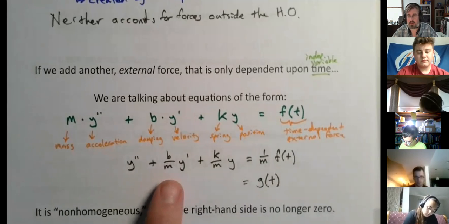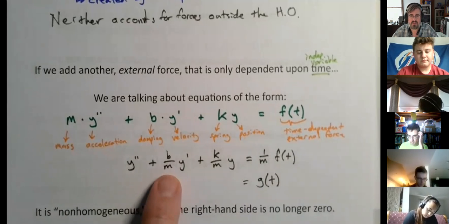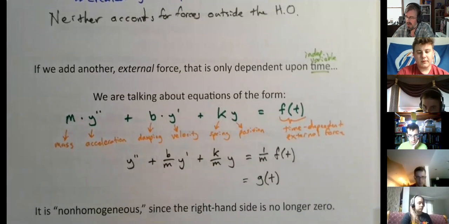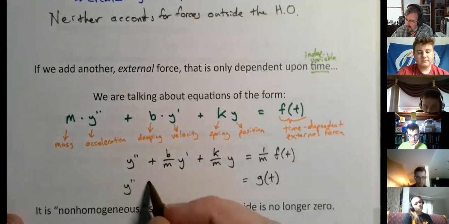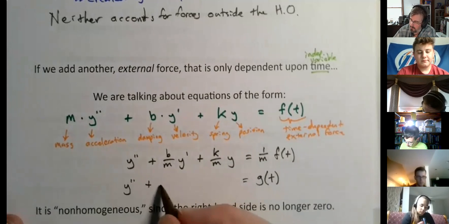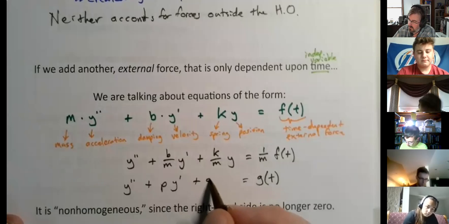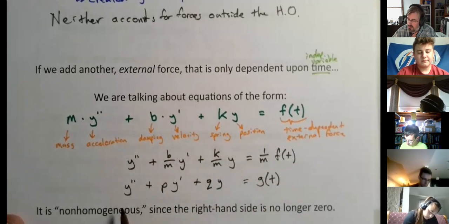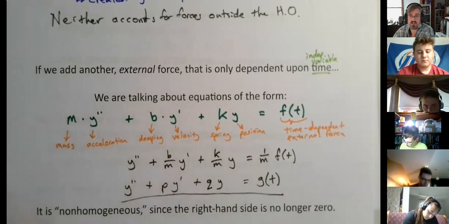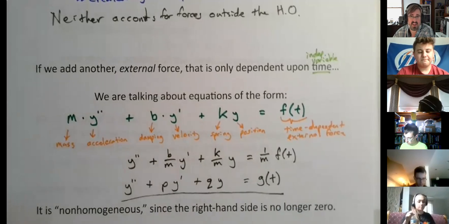And just like we did in previous sections, if I don't want to drag around the b and the m, I can simplify this and write it as y double prime plus p times y prime plus q times y. Sometimes you'll see this as the general form, but it's really the exact same thing as the line previous. It's just a shorthand way of saying it.